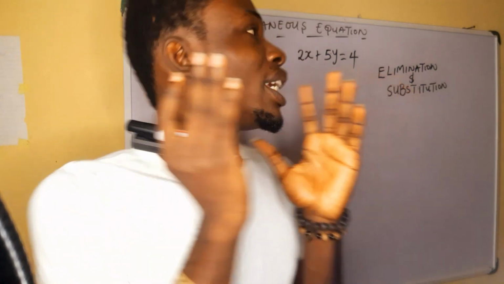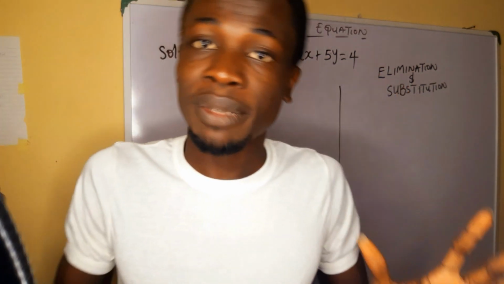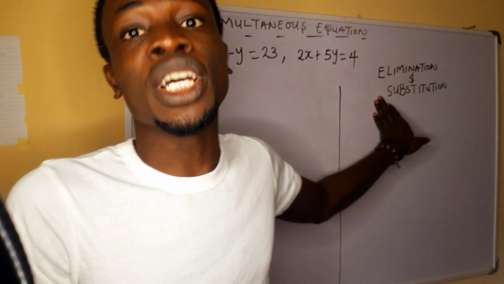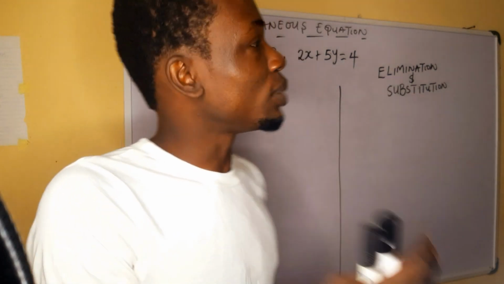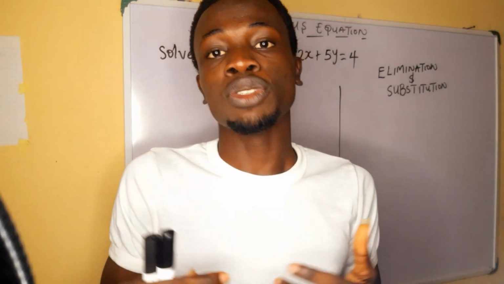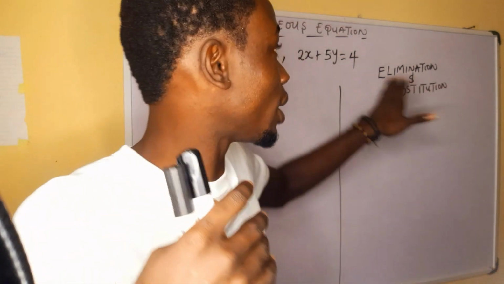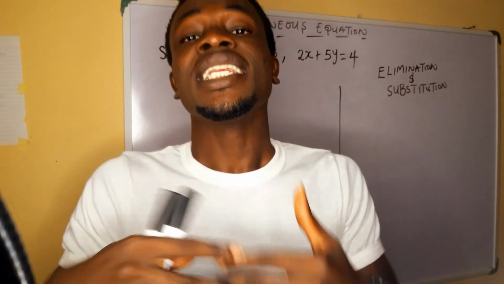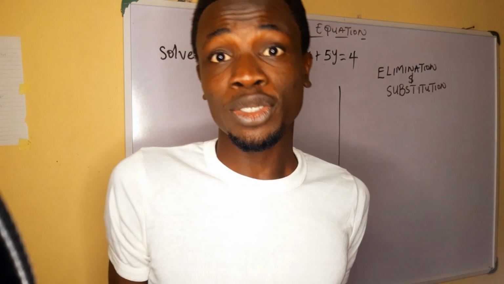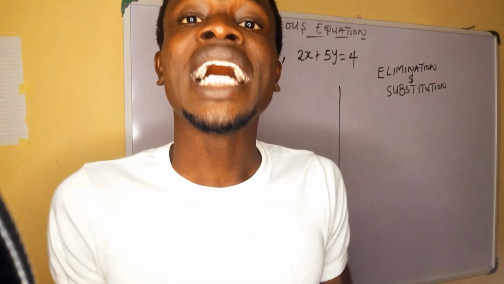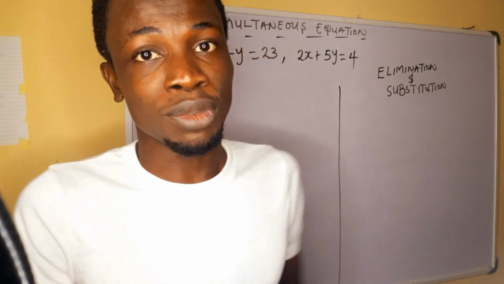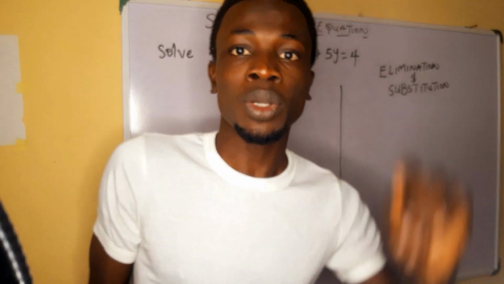In simultaneous equations there are two basic methods used in solving them. The first one is the elimination method, and the other one is the substitution method. I'm going to discuss just the elimination method for this class, but in subsequent classes I'll discuss the substitution method, and also a third method, which is the graphical method, and the matrix method, because you can use matrices to solve a simultaneous equation. But that is by the way. So let us dive in.